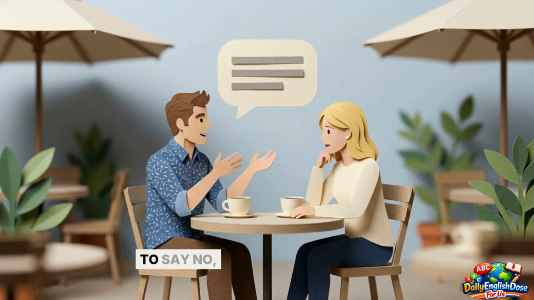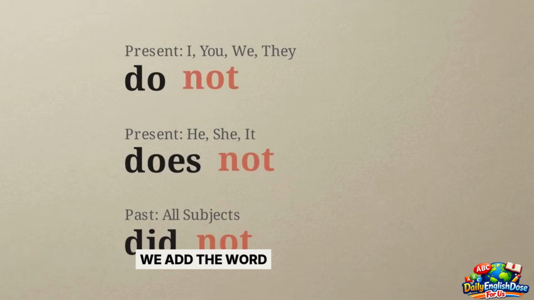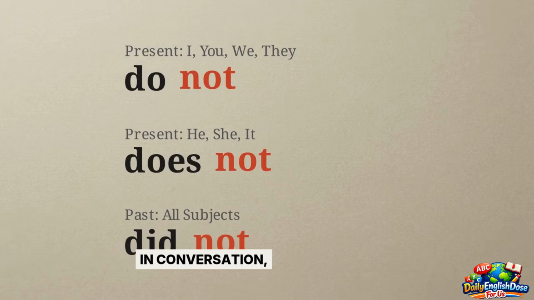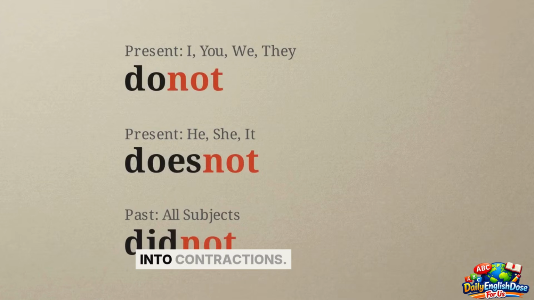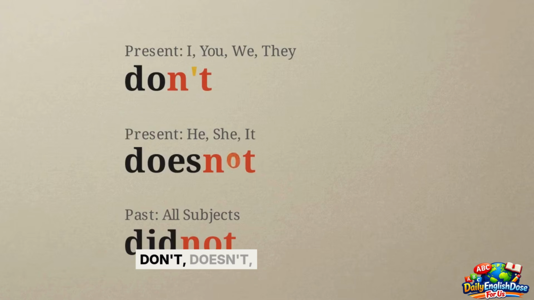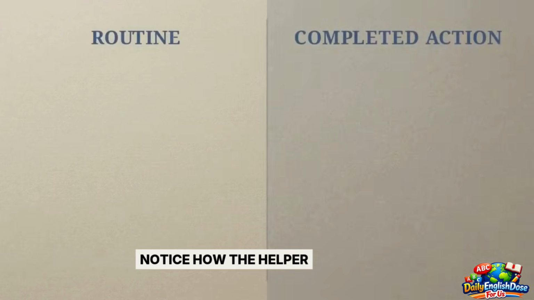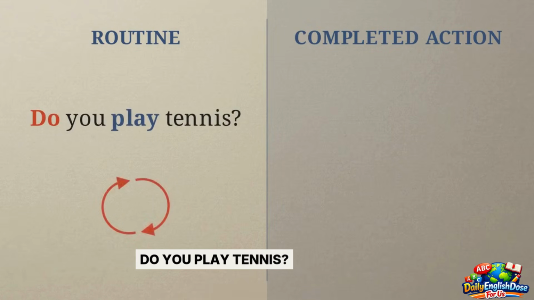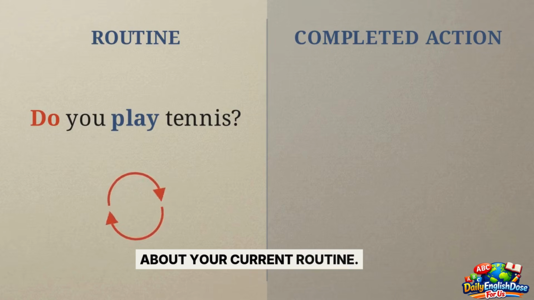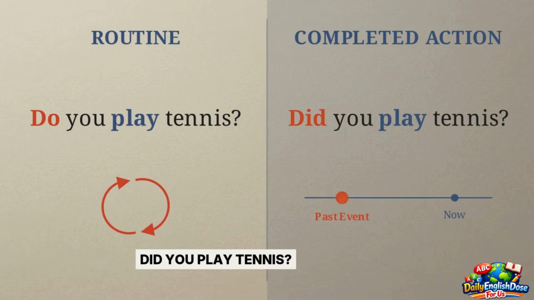dialogue. To say no, we add the word not. In conversation, these typically compress into contractions: don't, doesn't, and didn't. Notice how the helper verb defines the time of the action. Do you play tennis? Asks about your current routine. Did you play tennis? Asks about a specific event that is already over.